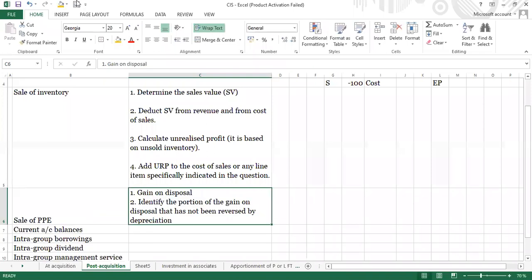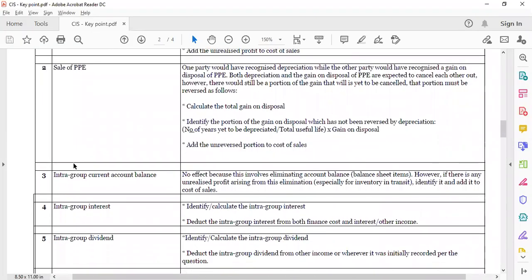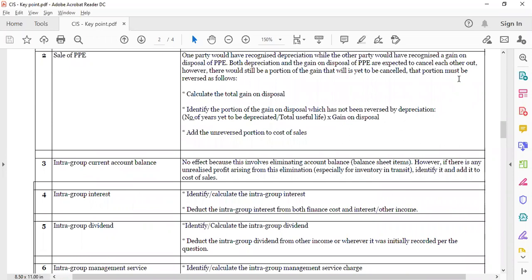Let me project the PDF document I sent to you guys. It's there. So here it is. That's the second one. One party would have recognized depreciation, while the other party would have recognized a gain on disposal of PPE. Both depreciation and the gain on disposal are expected to cancel each other out. However, there will still be a portion of the gain that is yet to be canceled. That portion must be reversed as follows.